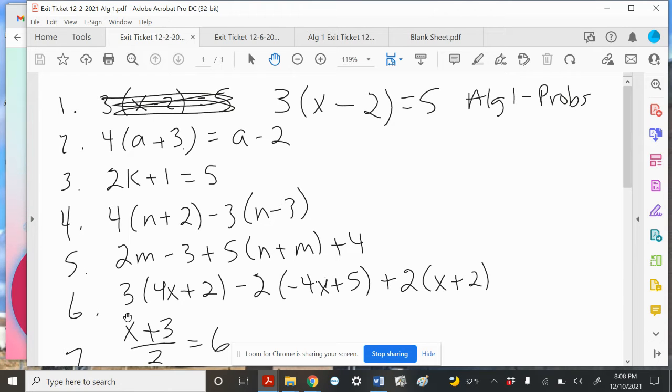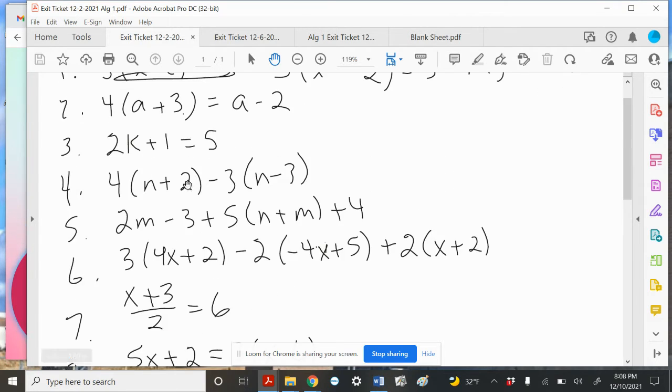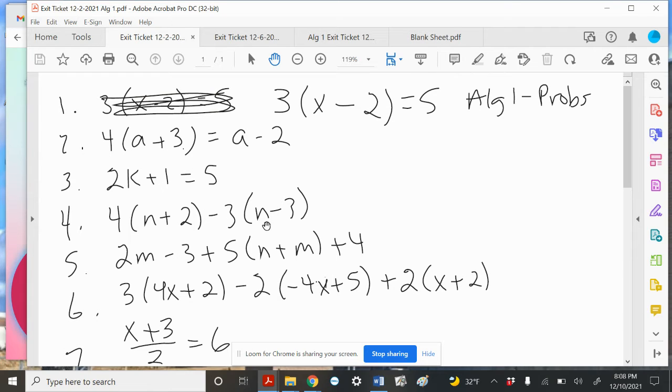Okay, now we're going to work on the next set of problems. There's a few problems that I have you do on this one, and we're going to have to get through these 8 problems, but it's really just solving equations or simplifying, and so we want to make sure that we're doing exactly what we need to do.